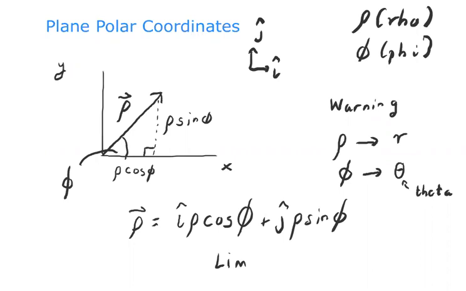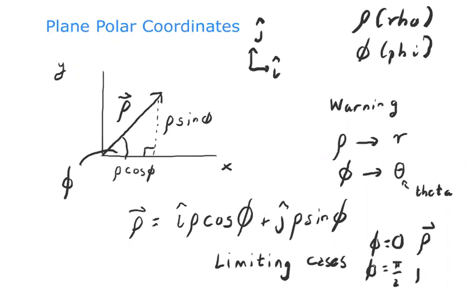Namely, if you don't trust this expression, or you're not sure you've decomposed your vectors correctly, look at limiting cases. Particularly when phi is 0, you should be able to figure out what rho is. And when phi is pi over 2, you should be able to figure out what rho is, and it should make sense. So for example, if phi were 0, the sine of 0 is 0, there's no contribution in the latter term, but the cosine of 0 is 1, so your vector lies entirely in the positive x direction, i hat, with a magnitude of rho.